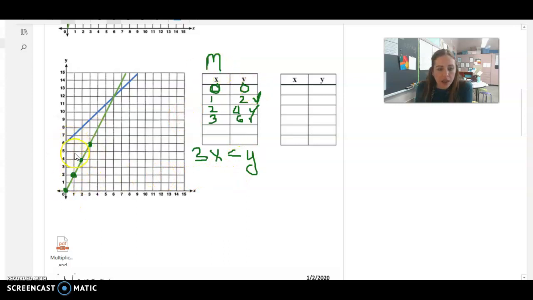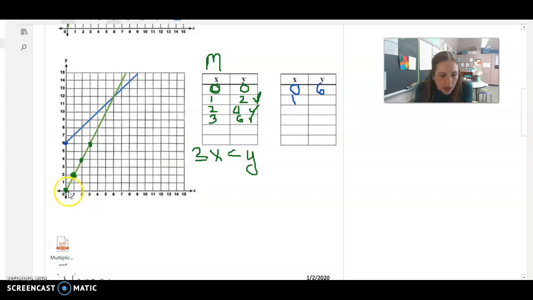Okay, let's take a look at the blue line. And let's start with 0. So we're going to go along the x-axis to 0, and we're going to see where we intersect the blue line. So we meet the blue line right here at 6. So when x is 0, y must be 6. And let's see where we intersect the blue line when x is 1.